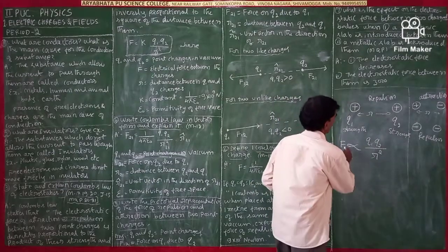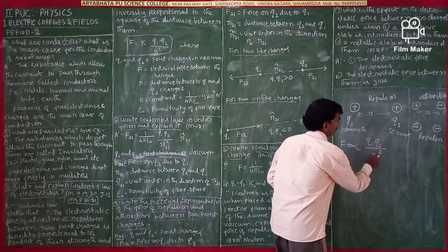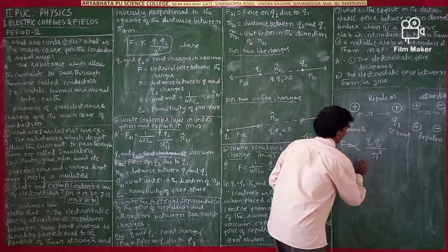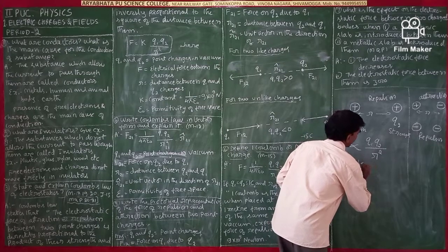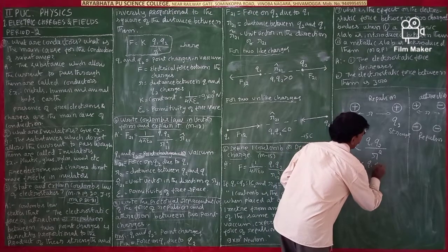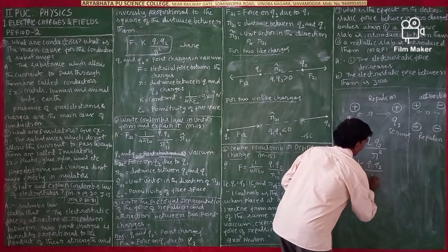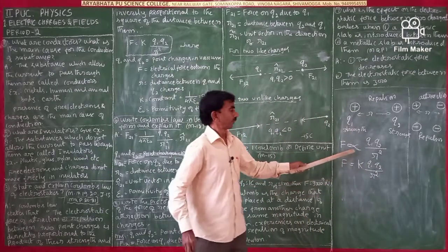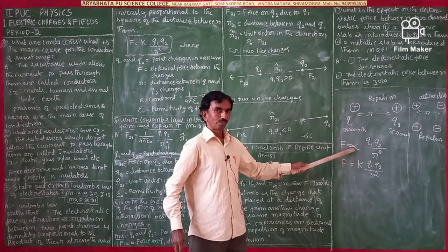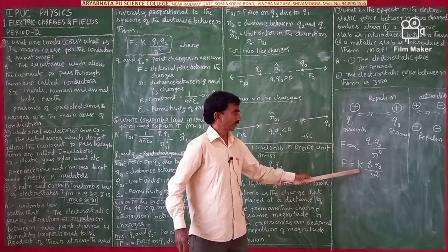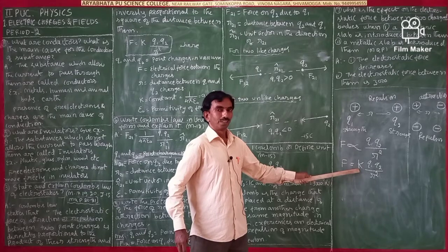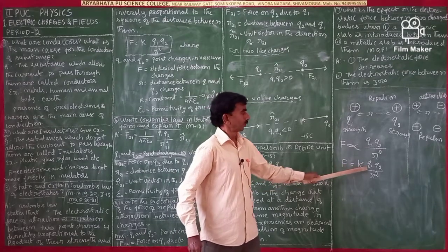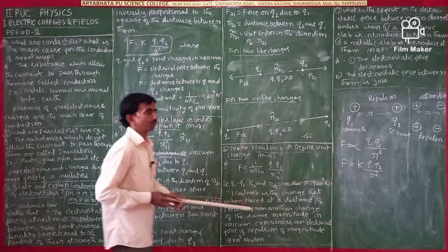So you see, F is proportional to Q1 Q2 by R square. If we put an equals sign, then we have to put K, a constant, and Q1 Q2 by R square is the equation. If you remove the proportionality sign, then we have to put a constant. You have already studied this in mathematics. So F equals K Q1 Q2 by R square. This is Coulomb's law.